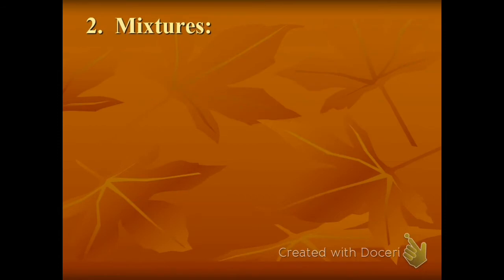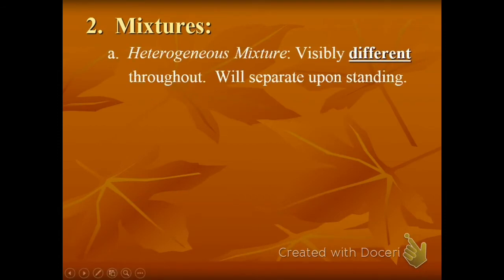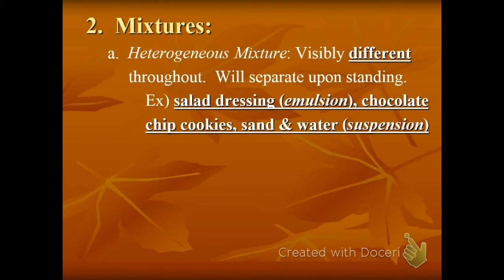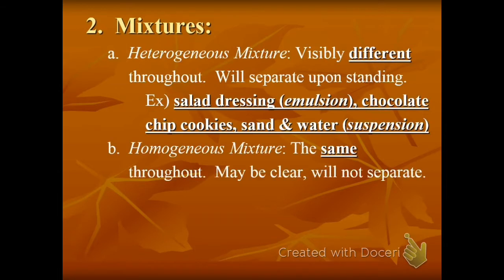To contrast that, things that are not pure are called mixtures. There's two types of mixtures: heterogeneous, where they are visibly different throughout and you can separate them pretty easily. Some different terms: salad dressing is considered an emulsion, chocolate chip cookies, sand and water, that's a suspension. Suspensions will settle, emulsions may or may not.